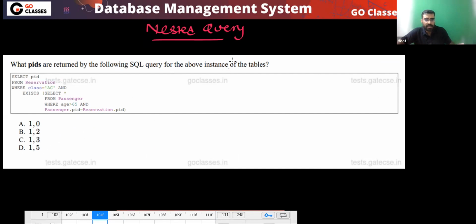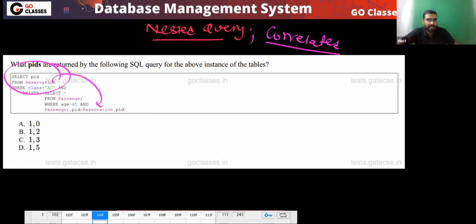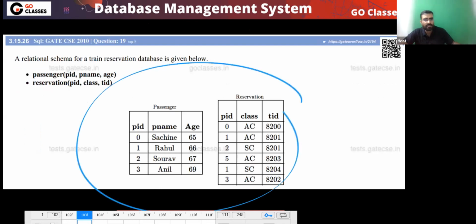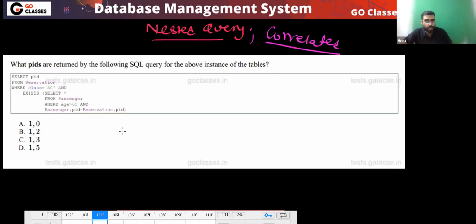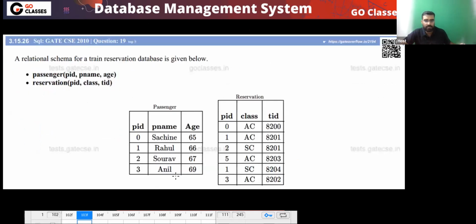Is this a correlated query? Is this simple or correlated? This is definitely correlated, because from the outer table you are using PID. Here you don't even have to do analysis. We will do analysis after some time, but in this particular question, you just have to apply this on this table. So let's apply this.